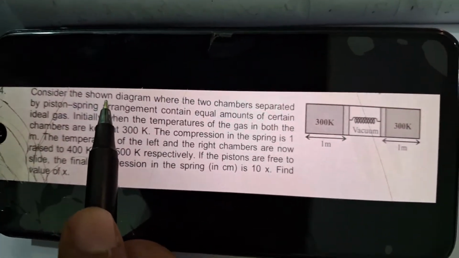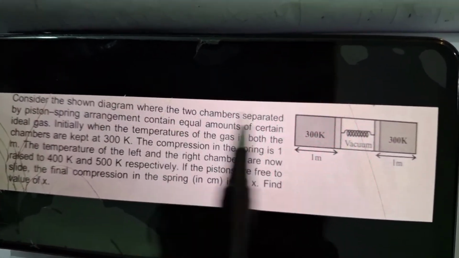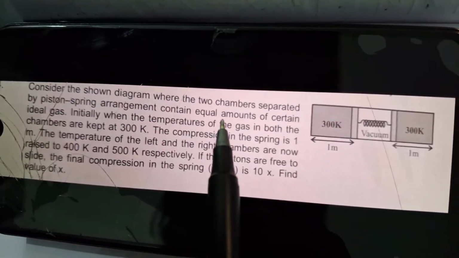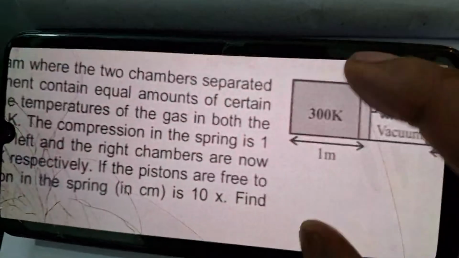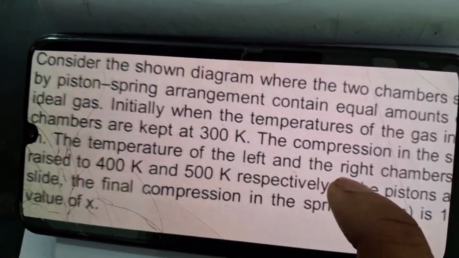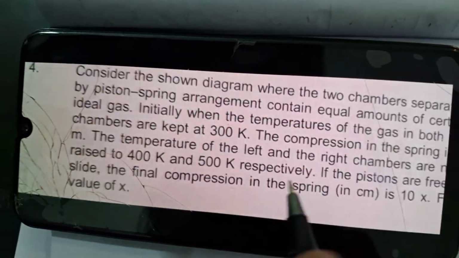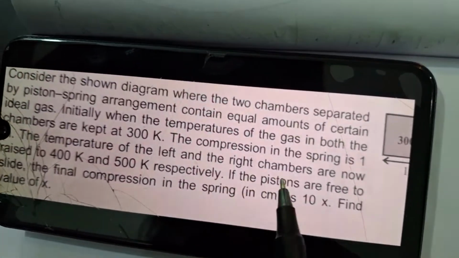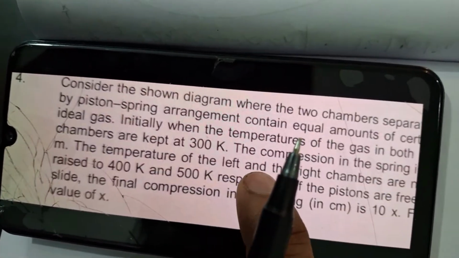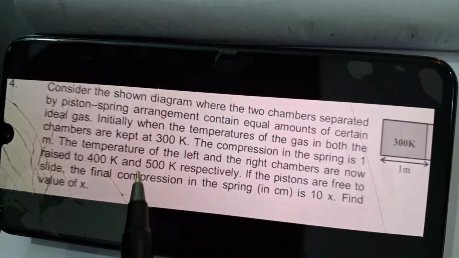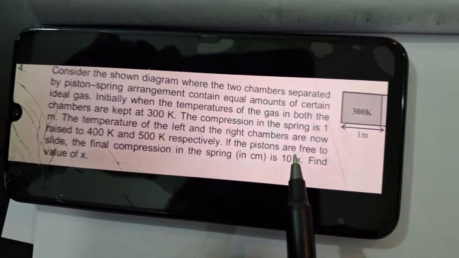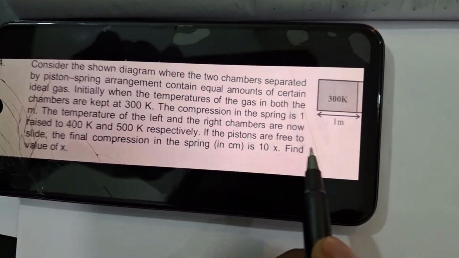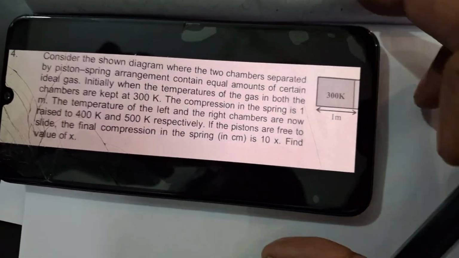Consider the diagram shown in figure where the two chambers separated by a piston spring arrangement contain equal amount of certain ideal gas. Initially, when the temperature of the gas in both chambers is kept 300 Kelvin, the compression in the spring is 1 meter. The temperatures of the left and the right chambers are now 400 and 500 Kelvin respectively. If the piston is free to slide, find the final compression in the spring in centimeter.